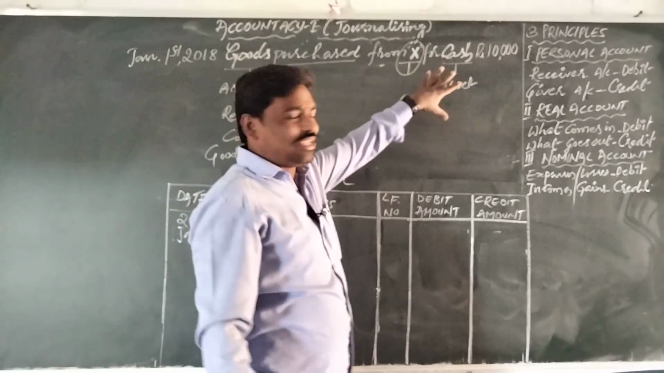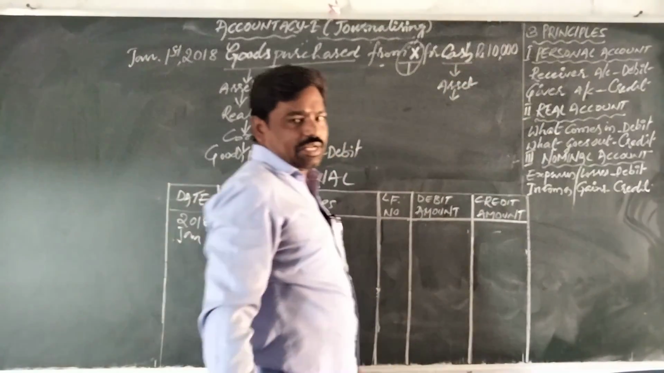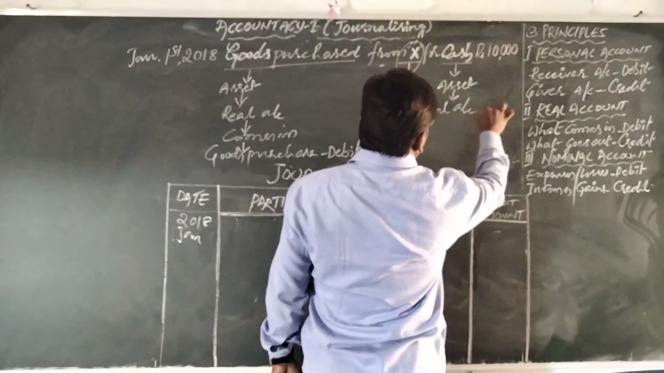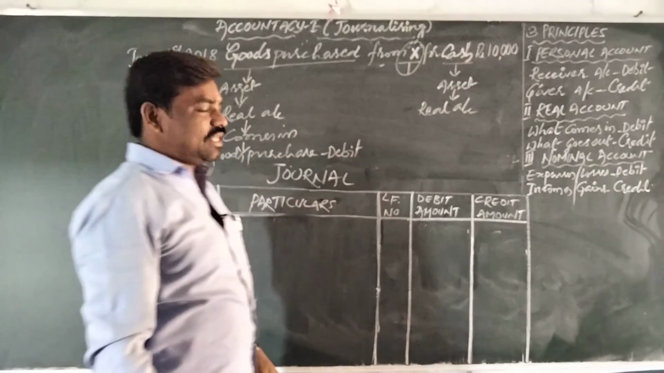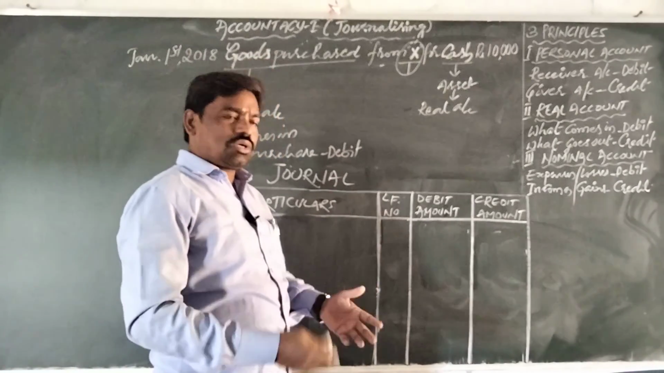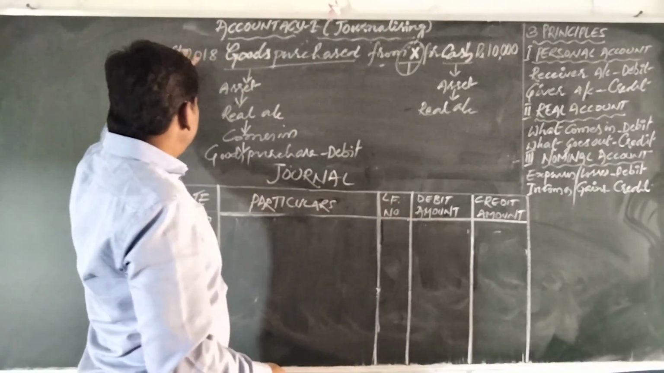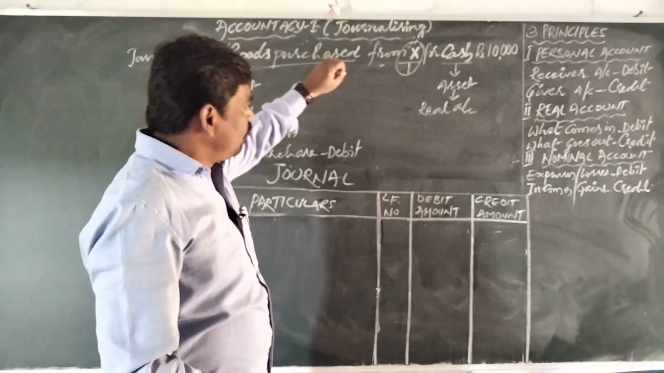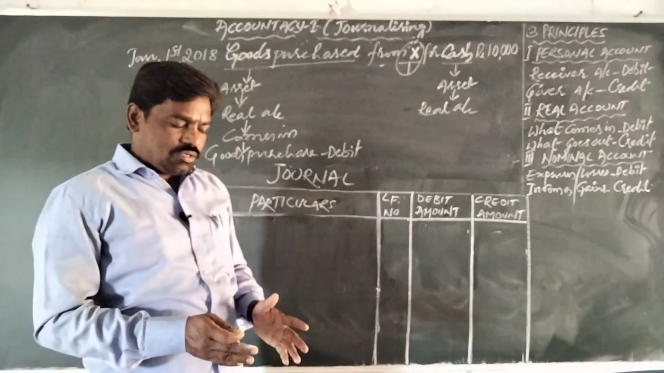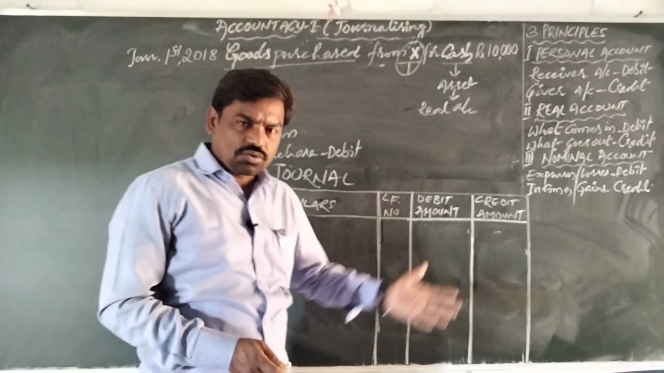And come to the second one, cash. Cash is an asset. Assets are related to real account. So what does the real account principle say here? Real account principle says that debit what comes in, credit what goes out. Listen, you can observe here, when we purchase the goods for cash, you ask one question in your mind: is cash coming into the business or going out of the business?